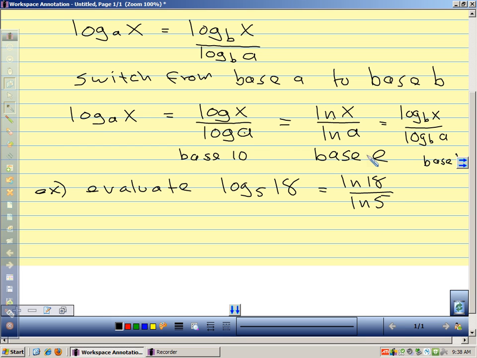Yes? You can choose either. This is the same as log 18 over log 5. So either of these we can plug into our calculator and calculate. We can calculate the natural log of 18 and the natural log of 5, and divide those two. Same with the log base 10. If we plug that into our calculator, either one, we get about 1.7959.